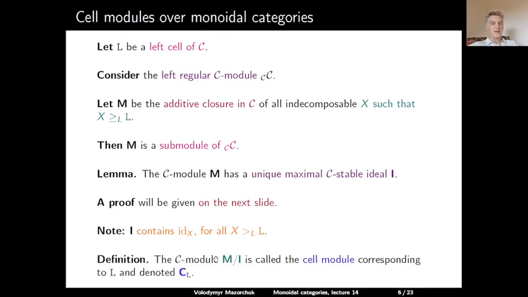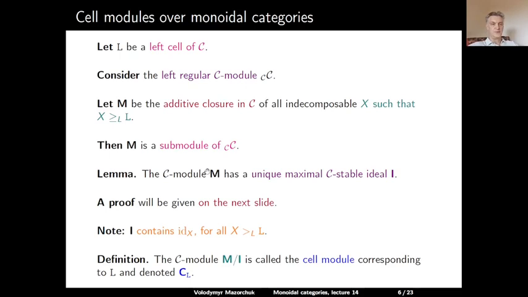Definition: the C module given by taking our module M and factoring out this unique maximal C-stable ideal I is called the cell module corresponding to our left cell L, and it is denoted by bold C with lower index L. This is the main definition for today's lecture.